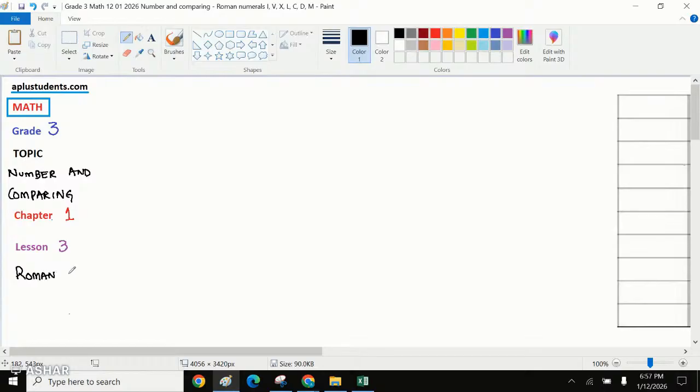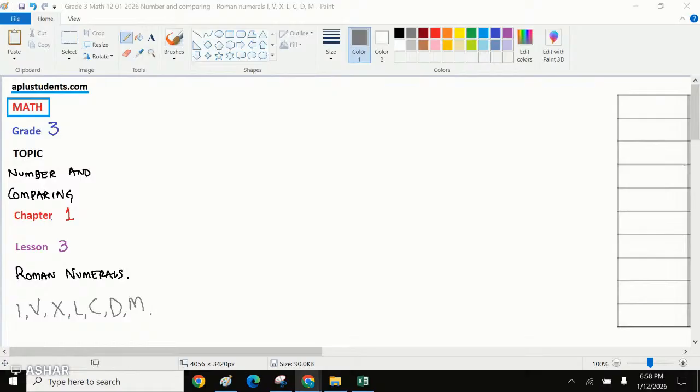Roman numerals. We will see what numerals stand for I, V, X, L, C, D, and M. What is represented by I, V, X, L, C, D, M in Roman numerals? Okay, so let's begin with the topic. We have grade 3, numbers and comparing, the first chapter, and Roman numerals.